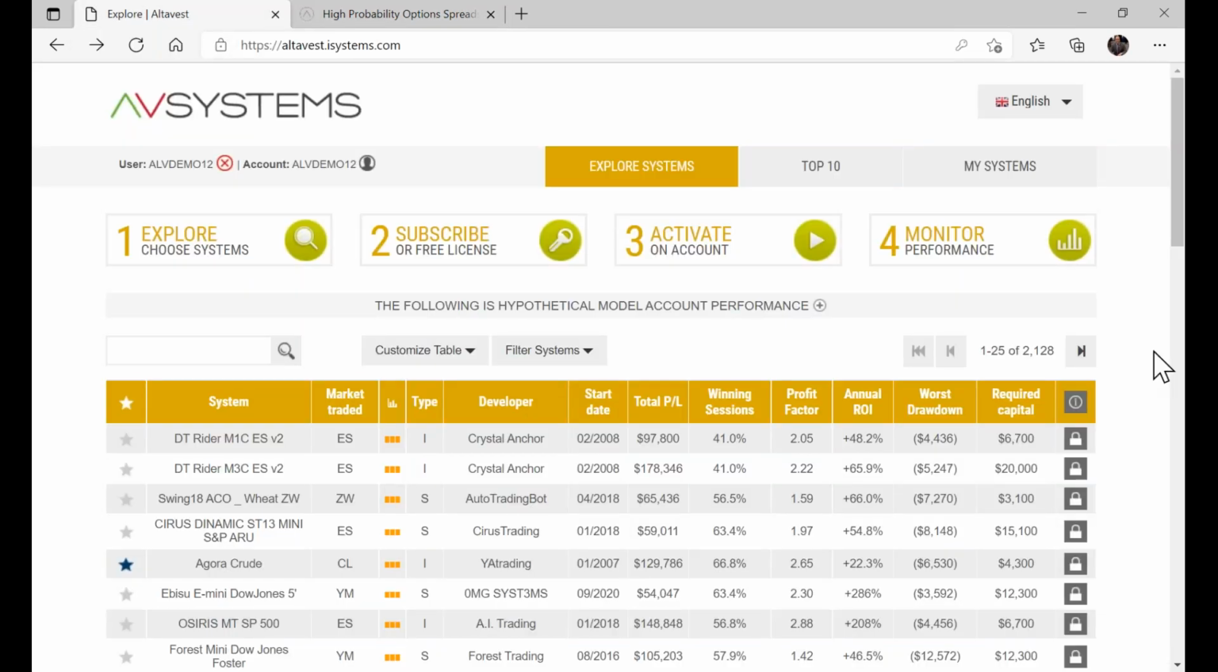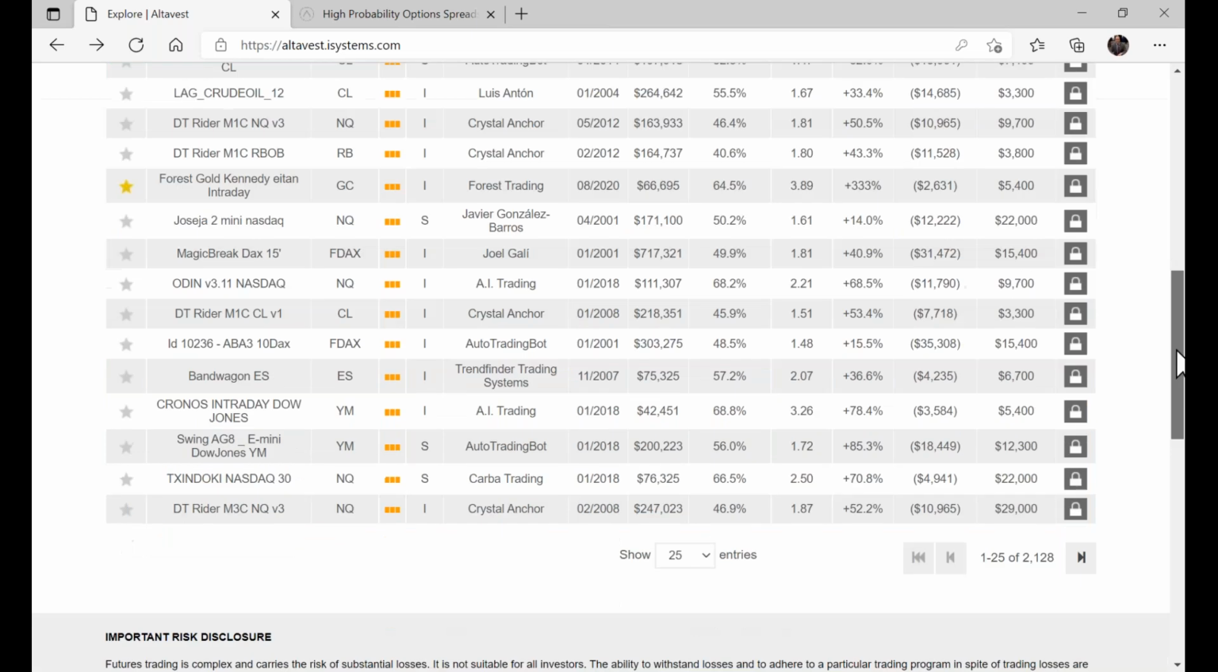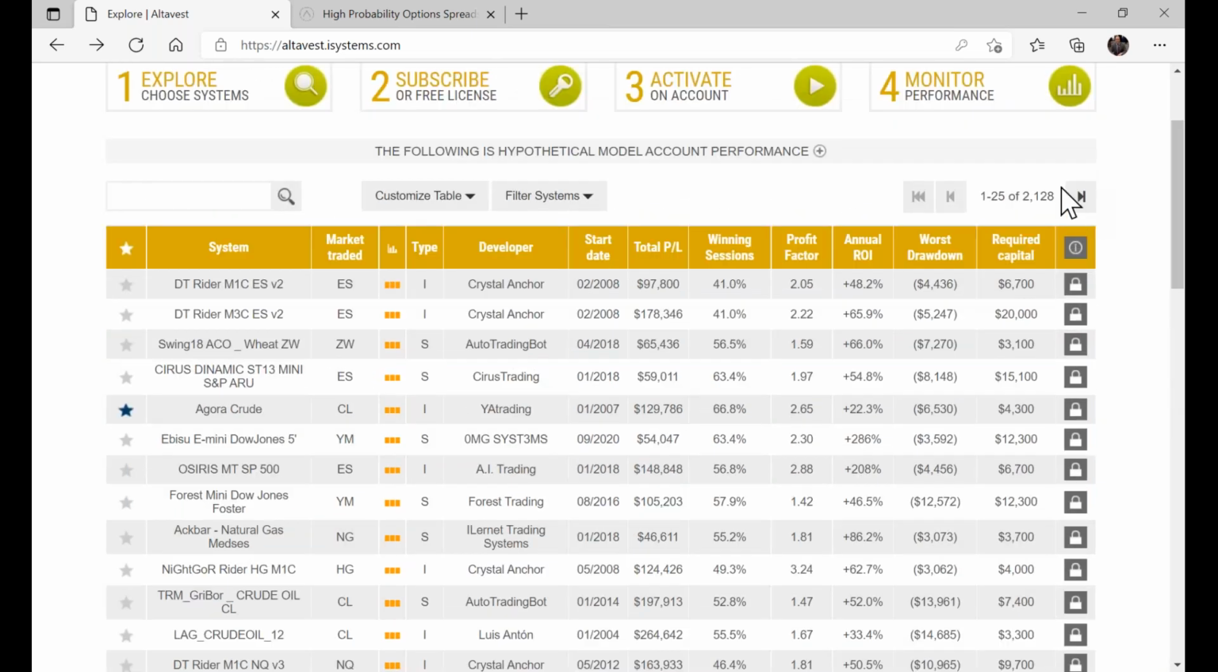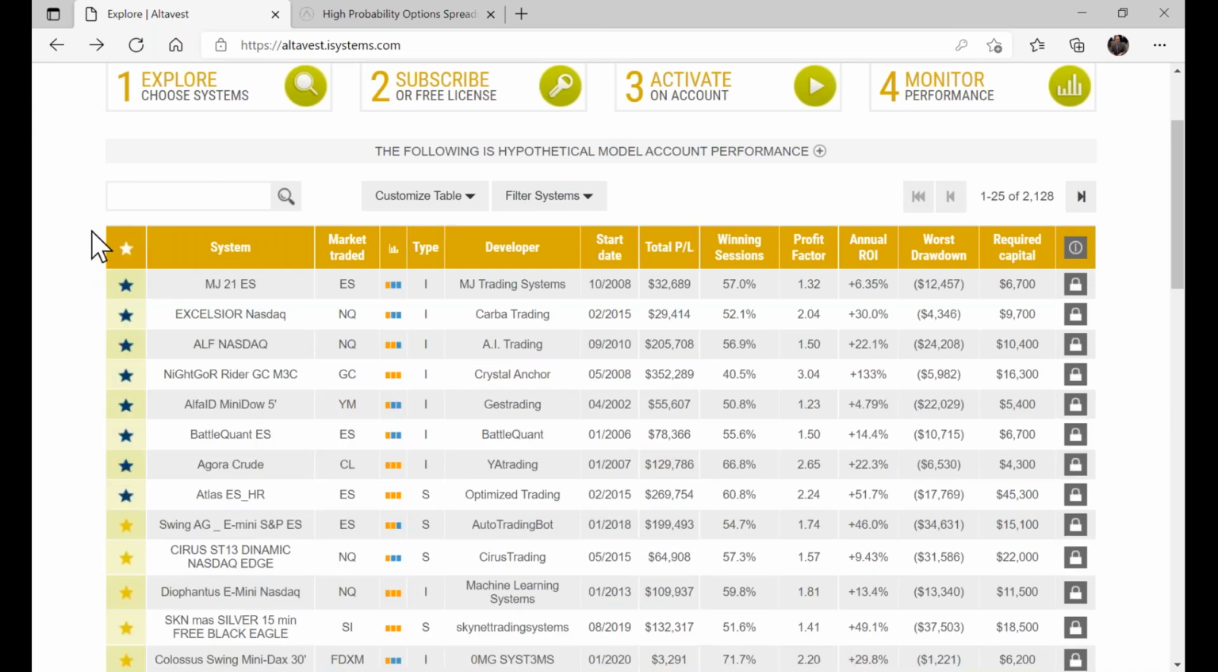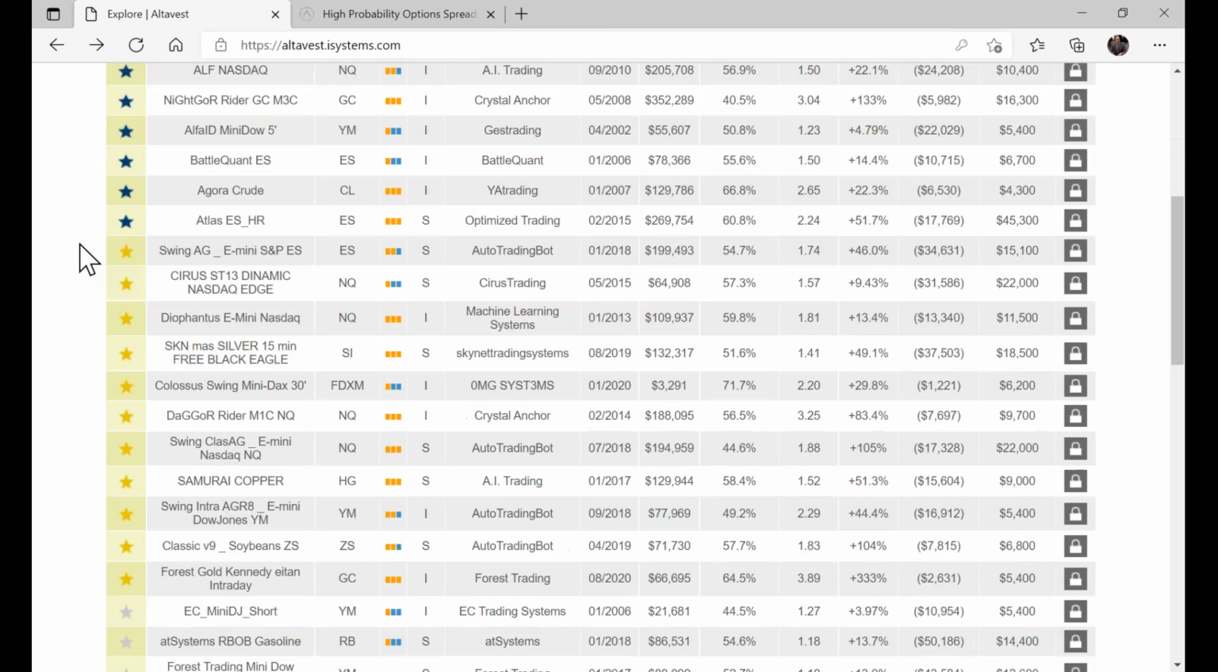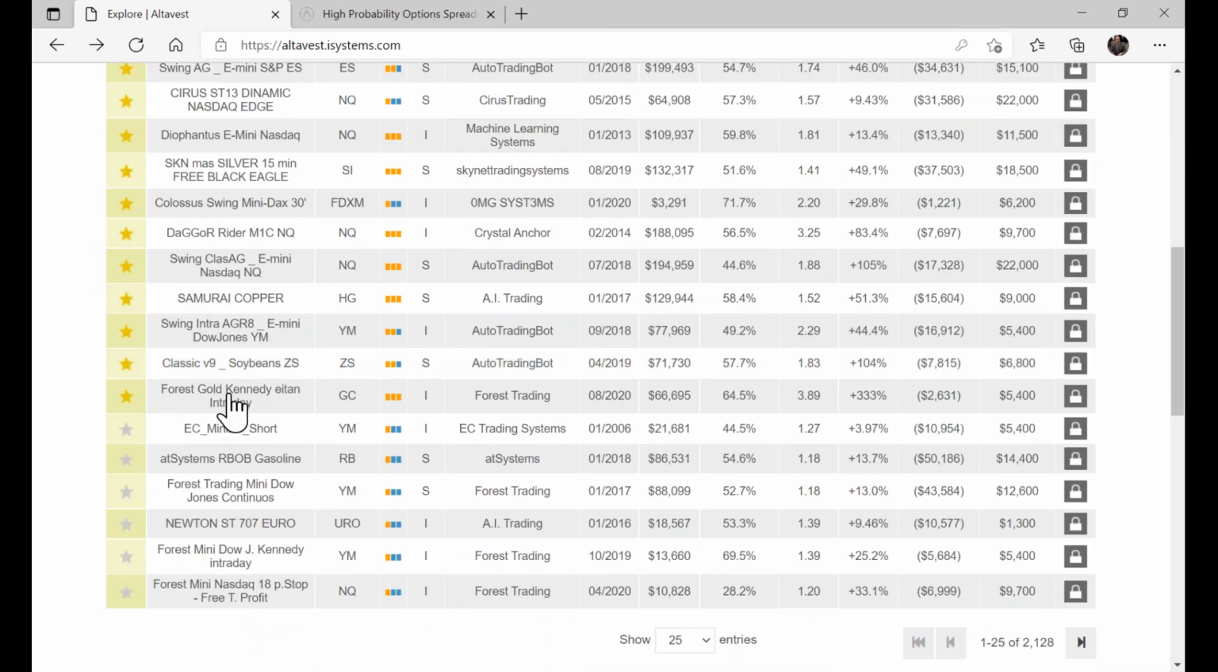I'm going to jump over to the home page here, or the dashboard for AV Systems. This is our automated futures trading systems platform. And you'll notice here there are a lot of systems to choose from, over 2,000, but we're not going to go through all this. This is just 25 of the 2,100 here. What we're going to do here is I have one in particular, and I've saved it as a favorite. It's called Forest Gold. We're going to click on that.